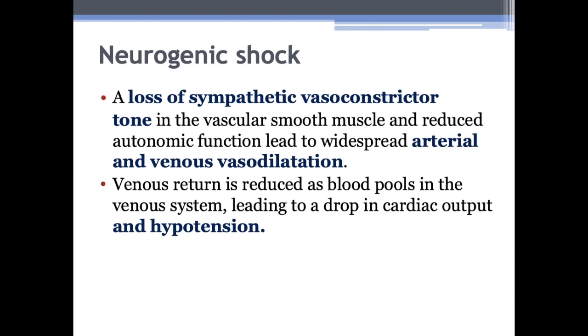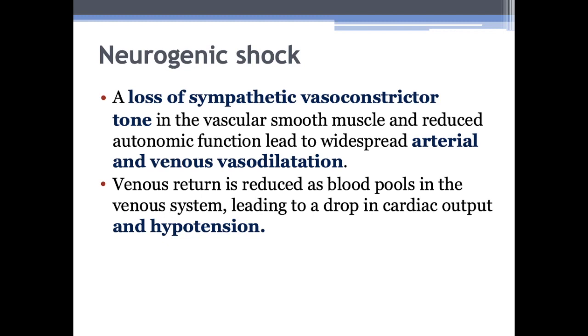So what is it? Usually this type of shock is characterized by loss of sympathetic vasoconstrictor tone in the vascular smooth muscle, and it finally leads to widespread arterial and venous vasodilation because of reduced autonomic function, because of reduced sympathetic activity. Because of development of neurogenic shock, we see a decrease of venous return and drop in cardiac output, which finally results in hypotension. As an etiological factor for neurogenic shock, the most common is spinal cord injury.